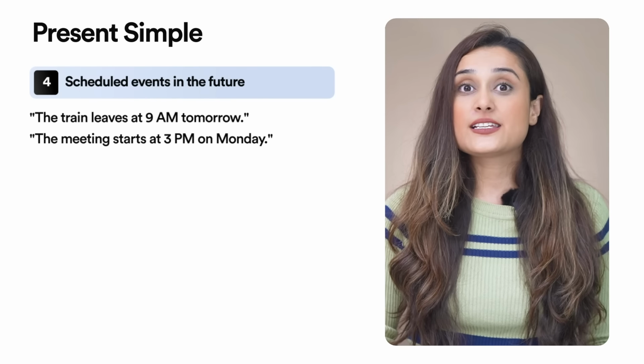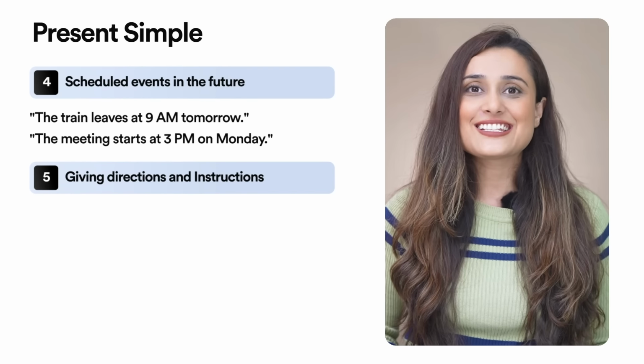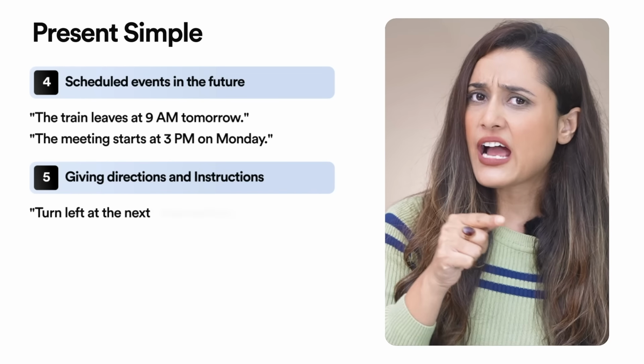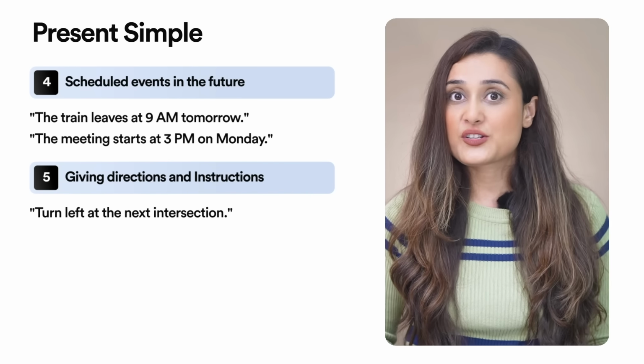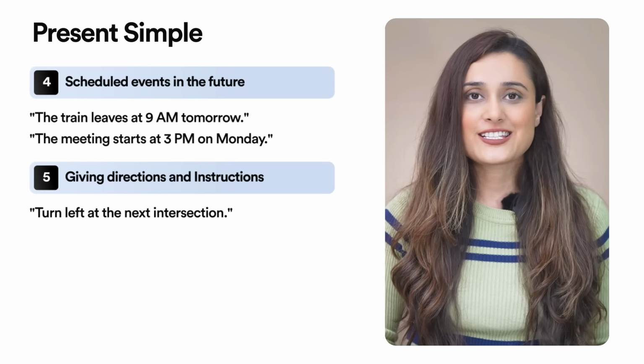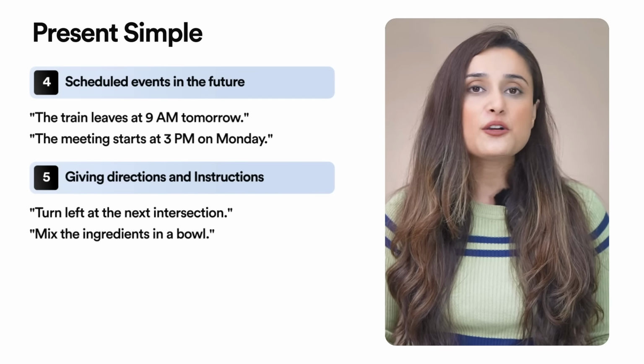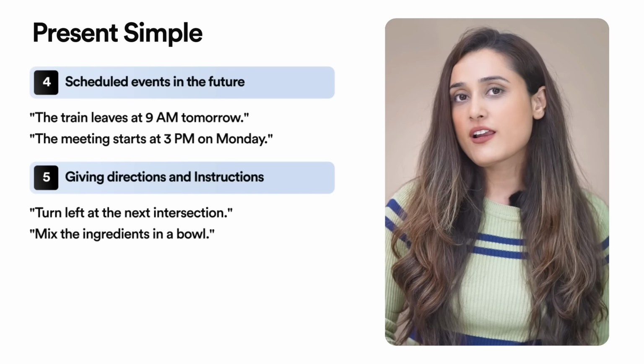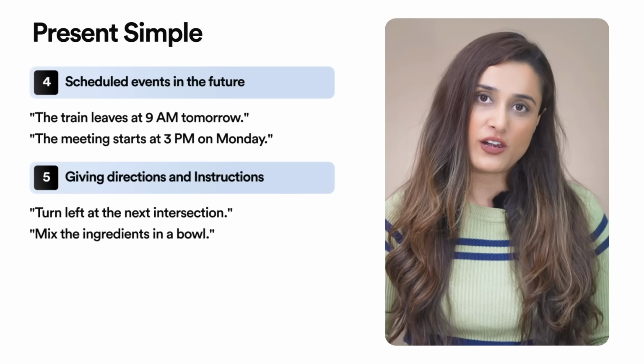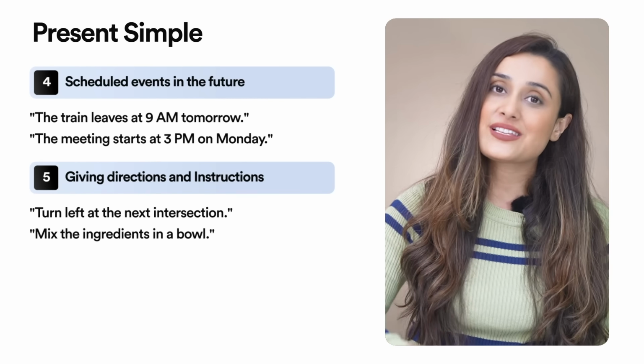Next use case is giving directions and instructions. Turn left at the next intersection. Instructions given in the simple present. Next is mix the ingredients in a bowl, and it's not bowl, it's bowl. Mix the ingredients in a bowl. A direction in the simple present tense. Okay, so that brings us to the end of simple present tense.